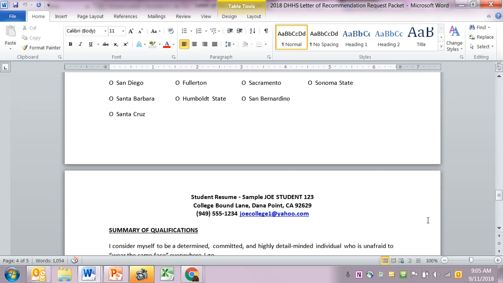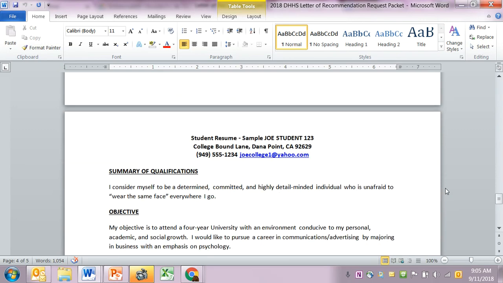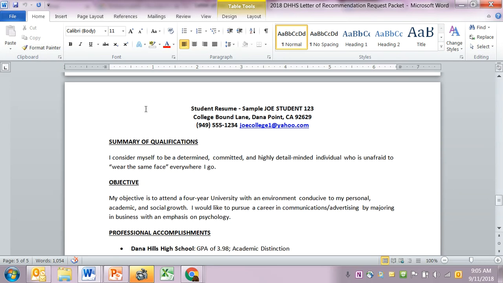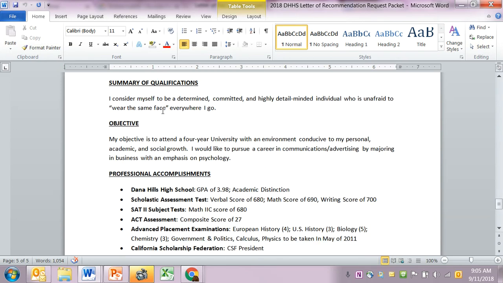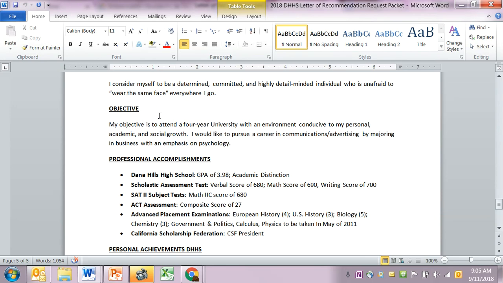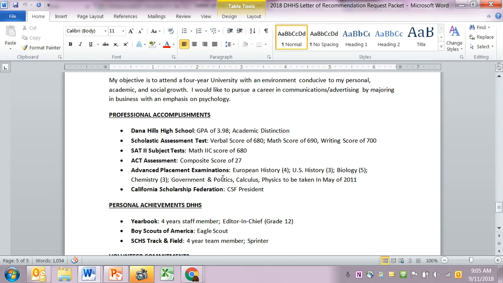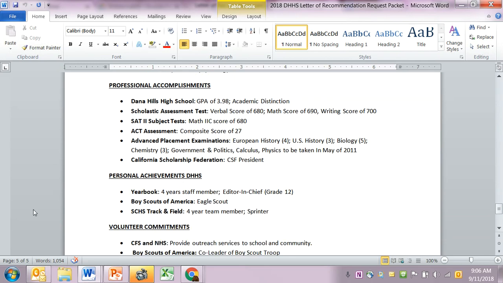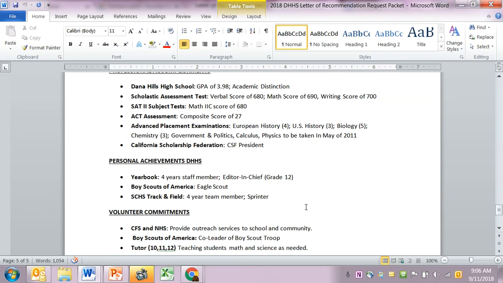Now, one thing that I know some of you guys have done in your English classes is start a resume. On the letter of rec packet, there is a sample resume. The letter of rec packet has this sample resume. It does not need to be in this exact format. However, this is a nice, solid thing that has some professional accomplishments. So it has your scores, and this is just a nice thing for your academic advisors to see what your achievements are. See how this has your personal achievements?